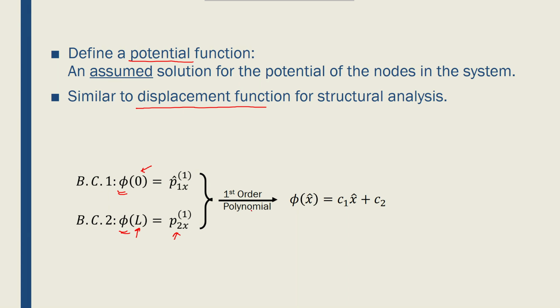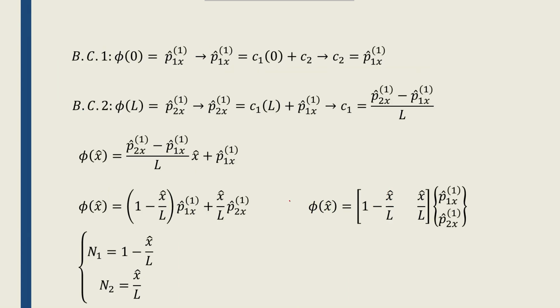So we can write a first order polynomial for phi of x, which is equal to C1x plus C2. And then we can move on to apply the boundary conditions to find values for C1 and C2. If we do that, we say phi of 0 is equal to P1x, so P1x is equal to C1 times 0, which makes this 0, plus C2, which means C2 is equal to P1x. At x equals L, phi is equal to P2x, so P2x is equal to C1 times L plus P1x, and so we find this value for C1. And as a result, this is our potential function.